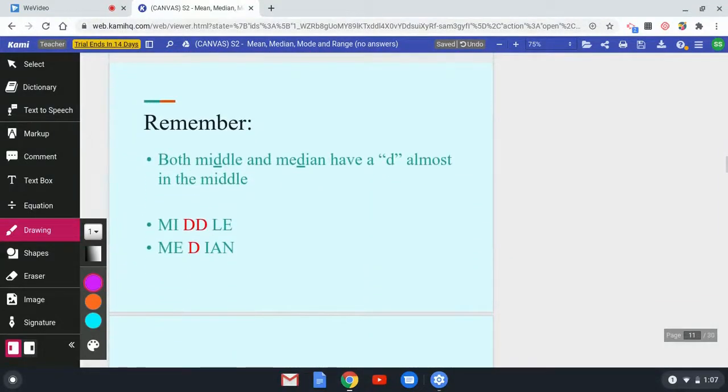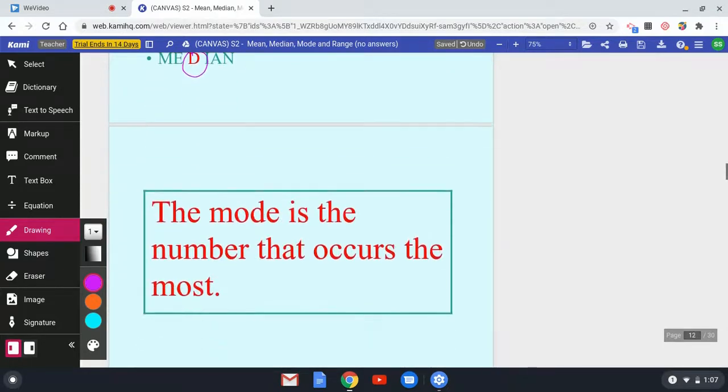Remember, here's a way to remember it too. Middle and median have a D almost in the middle. So if I have 2 middle numbers, I have to add and divide to find the middle of those. And then median has a D in the middle. Or just remember our song: Hey diddle diddle, the median's the middle.